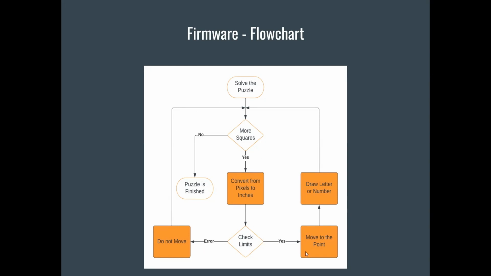If we are within our limits, we move to that centroid point location, and then from there we start to draw our letter or number. After we have drawn our letter or number, we go and check if there are more squares to draw. Once we have all the squares drawn, our puzzle has finished being solved.